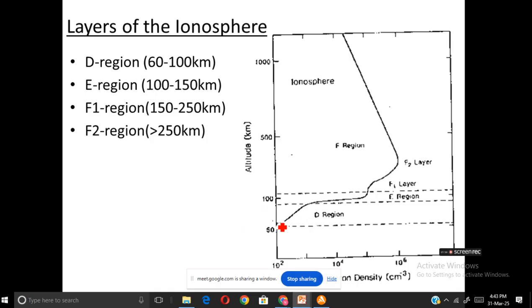As we can see, the D region starts from here till here. Then there is a sudden change in the slope of the curve over this region, and the next region starts. Then again the curve is smooth, and then again some inflection happens, so the next layer starts. Whenever there is inflection or turnover, those are defined as the boundaries between different layers.